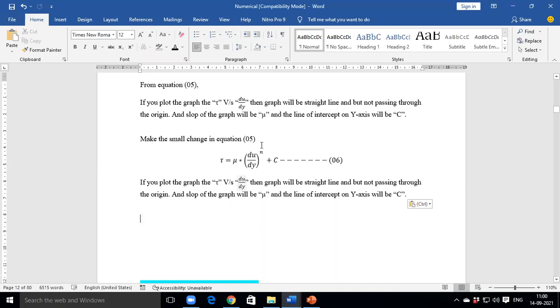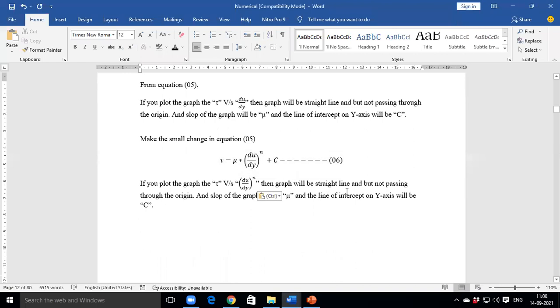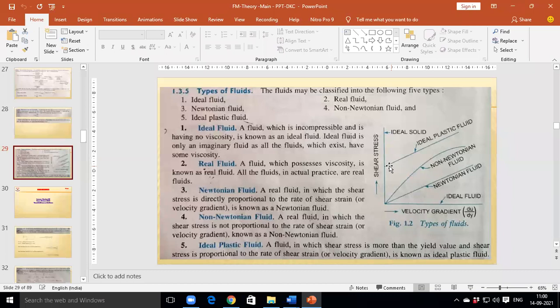Not passing through origin. If you plot the graph of tau versus (du/dy) raised to power n, then the graph will be a straight line but not passing through the origin, and the slope of the graph will be mu, and the line's intercept on the y-axis will be c. The graph is not shown here, but the same type of curve as for the non-Newtonian fluid starts from this intercept point and is slightly curved.